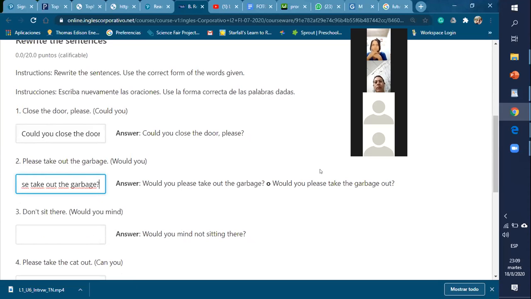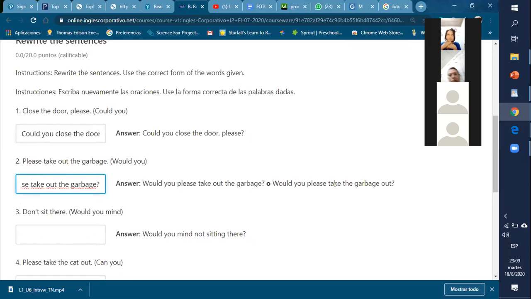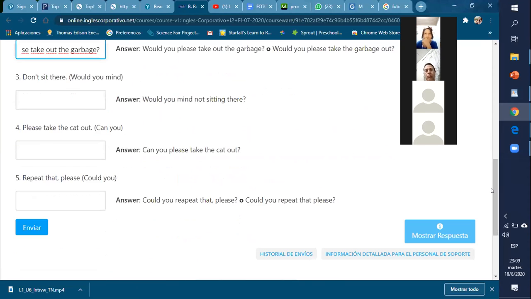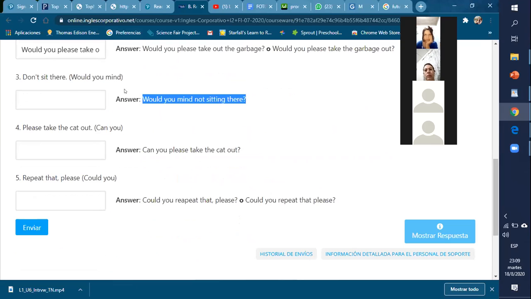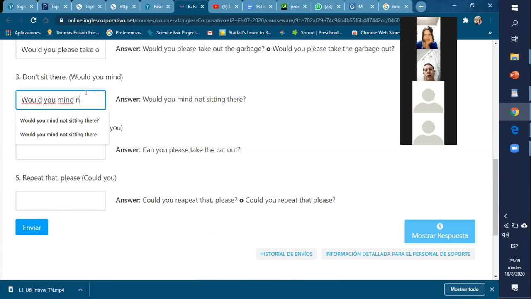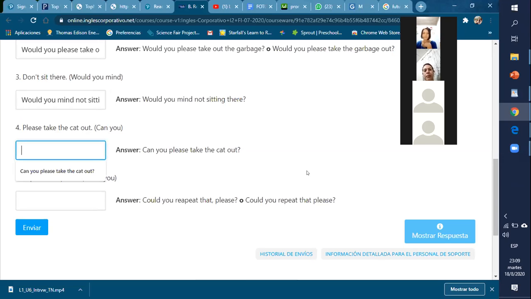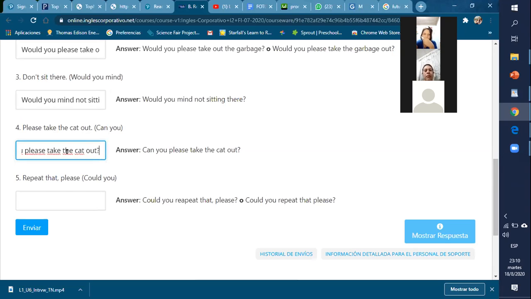Okay, so these are the possible answers. Would you please take out the garbage, or would you please take the garbage out? Right, number three. Could you mind sit here? Yeah, this is the only possible answer though. So would you mind not sitting there? Okay. Next. Go ahead and read, please, Anna. Can you please take the cat out? Please take the cat out. All right, great. Check the answers here, guys, in case you don't have them.